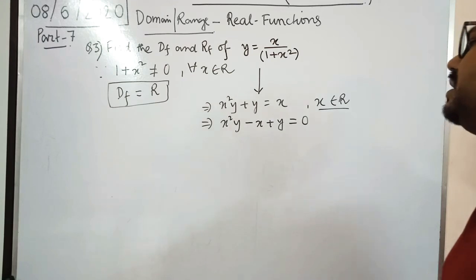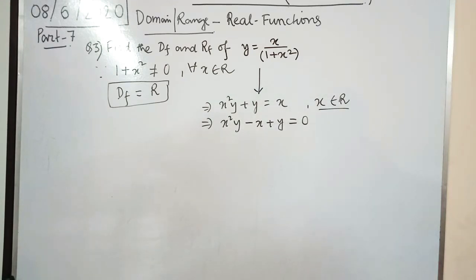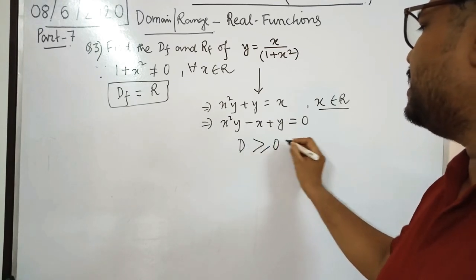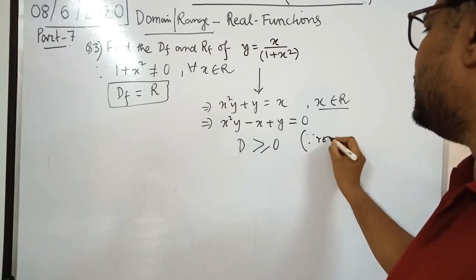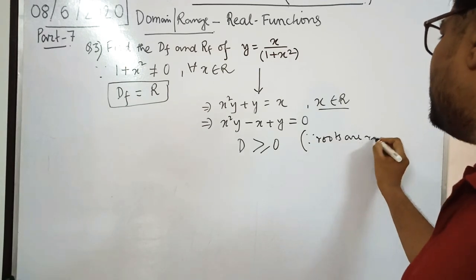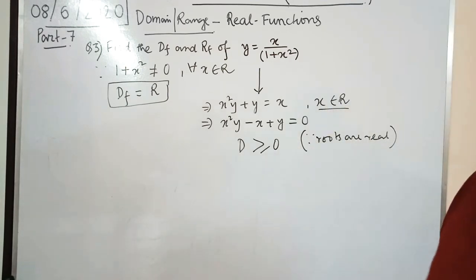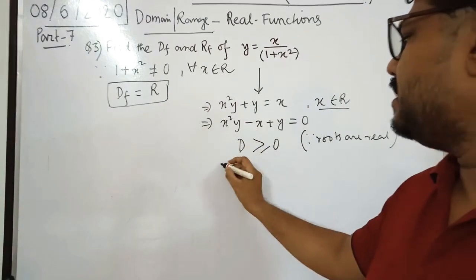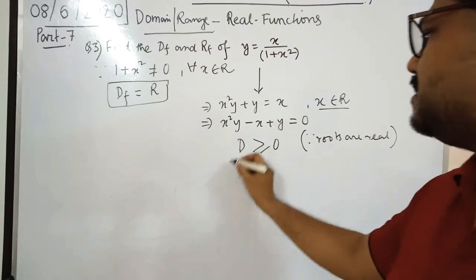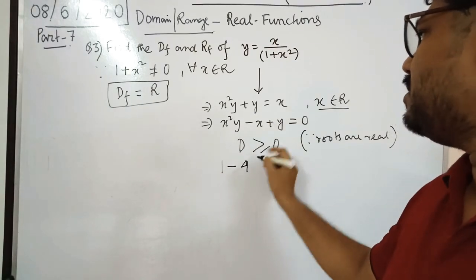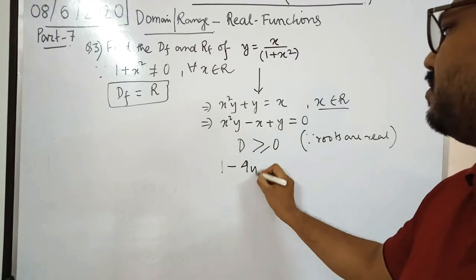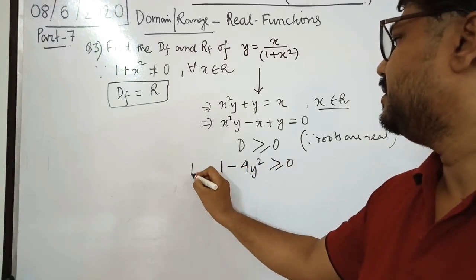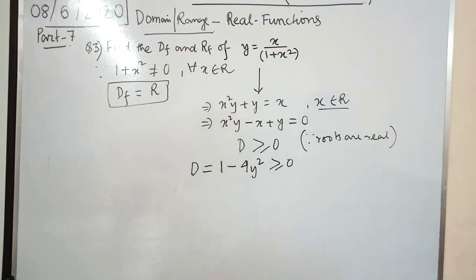So if roots are real, what happens? You know that the discriminant will be greater than or equal to 0. So we get discriminant greater than or equal to 0 since roots are real. Why are roots real? Because x belongs to R. So what is the discriminant of this? It's b square minus 4ac. b square means it's 1 minus 4ac, so it will be 4y square. So this is the D, which is 1 minus 4y square.